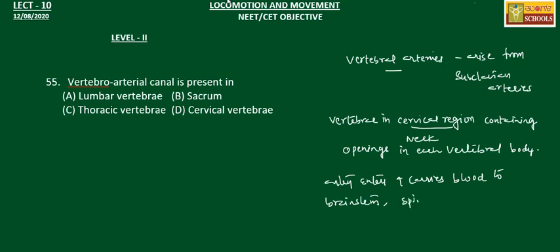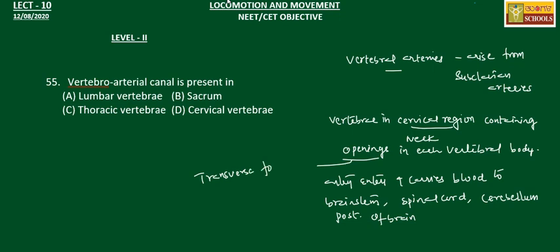Then it carries blood to the spinal cord, then to the cerebellum and to the posterior region of the brain. So it supplies blood to all these parts. And the opening is what I call the transverse foramen. It's called the transverse foramen, through which the artery enters.